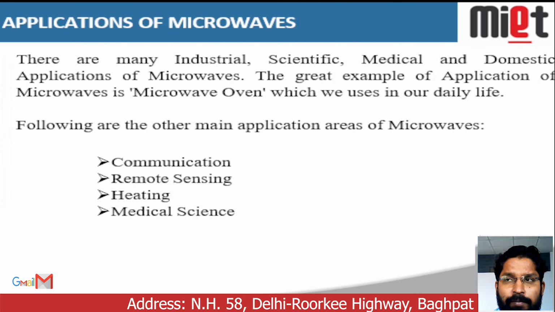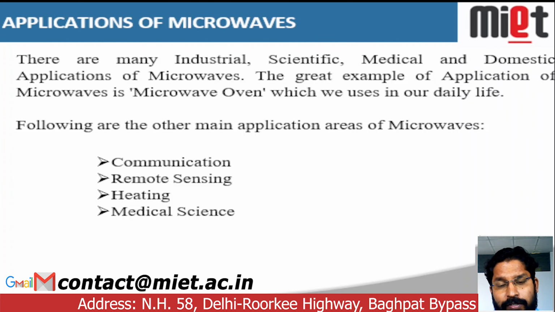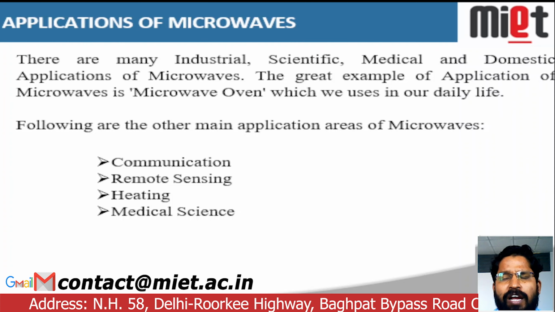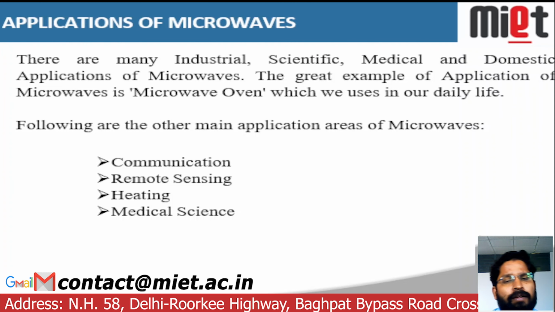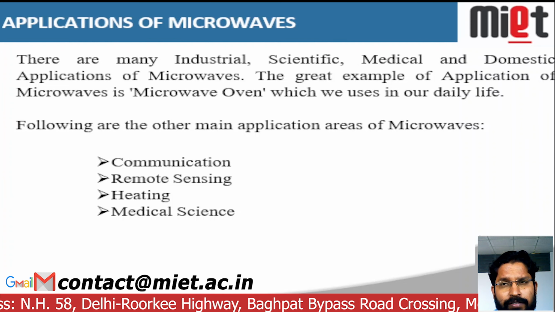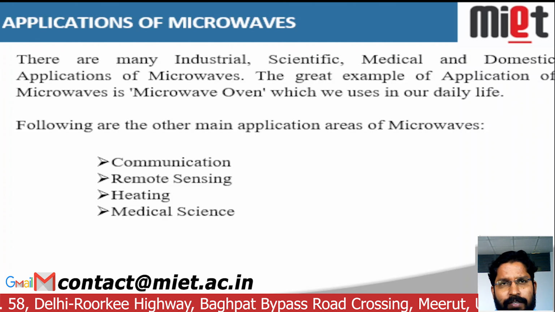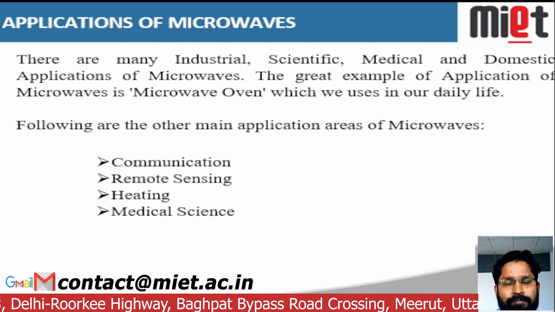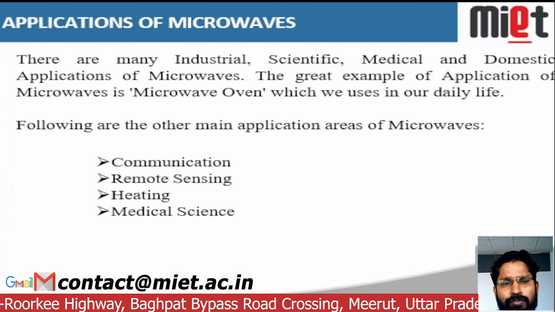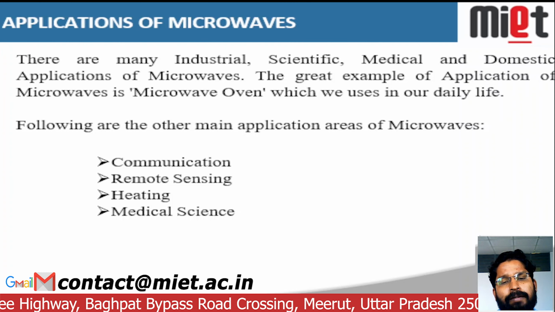Applications of microwave. There are different applications of microwave, as we discussed. We can use microwave for communication, remote sensing, heating, and medical science applications. In terms of communication, microwave links are used for BTS. BTS means the mobile tower. In the mobile tower, a microwave antenna is used for communication purposes.